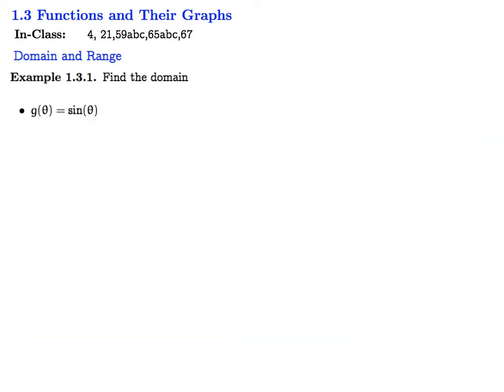So we are going to go ahead and try to find the domain of this function, g of theta equals sine of theta. For those who are great at Greek letters, that's a theta in there. And we're going to find the domain and range right away. Now, the thing to remember here is this is a good trig function. Trig functions can take all numbers as inputs, at least sine can.